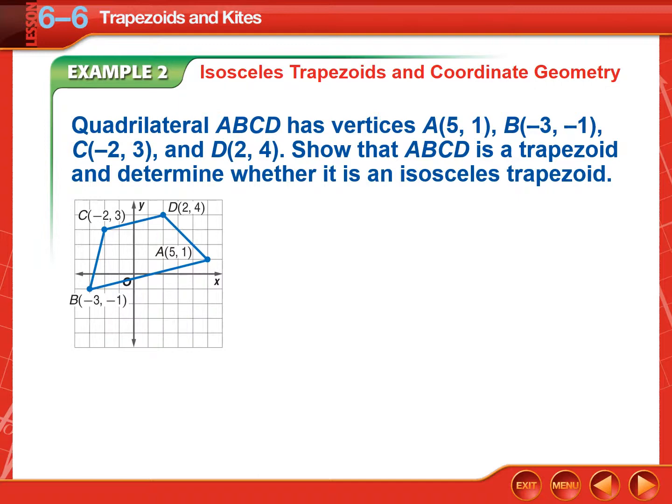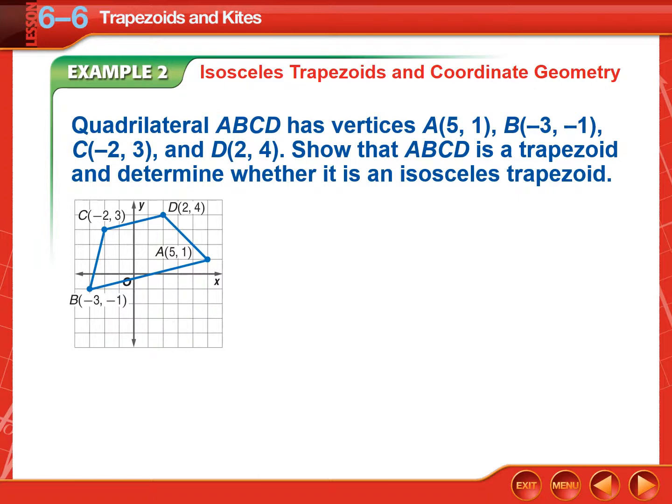Now we've got quadrilateral ABCD, and it has the vertices A is (5, 1), B is (-3, -1), C is (-2, 3), and D is (2, 4). We're trying to show that ABCD is a trapezoid and determine whether it is an isosceles trapezoid. So again, we're trying to prove that it's a trapezoid, so we need to prove that one pair of opposite sides are parallel and the other is not. Okay, so we still have to do both.